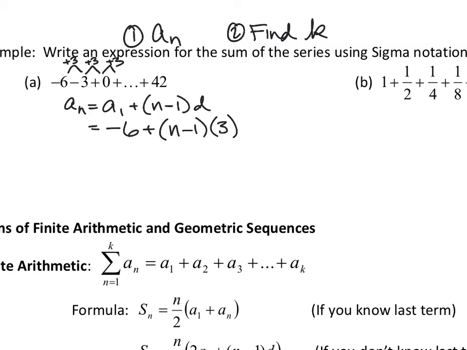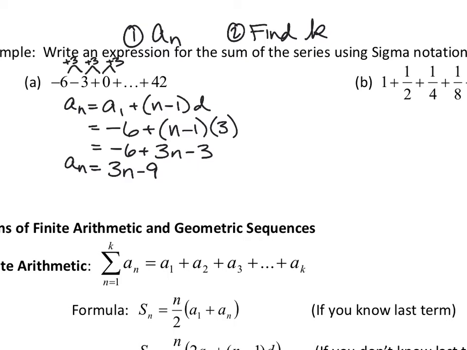And I can write a more simplified looking explicit equation for this sequence. I would distribute the 3 and then combine like terms so that a sub n is equal to 3n minus 9. That's the explicit definition for this sequence. So we've done the first thing. We found a sub n.